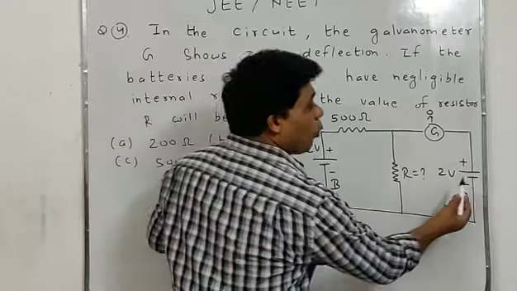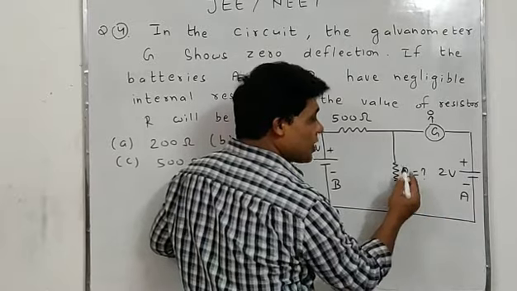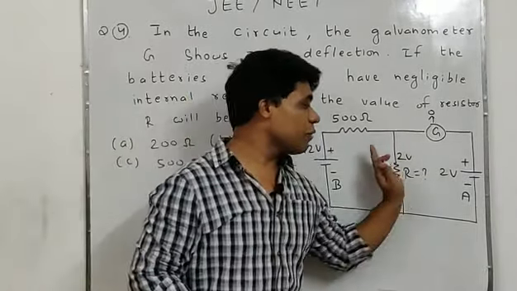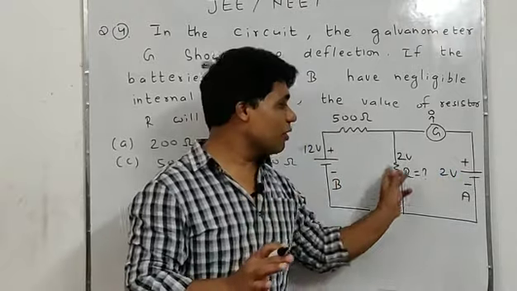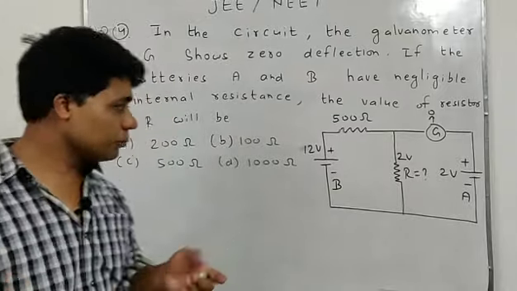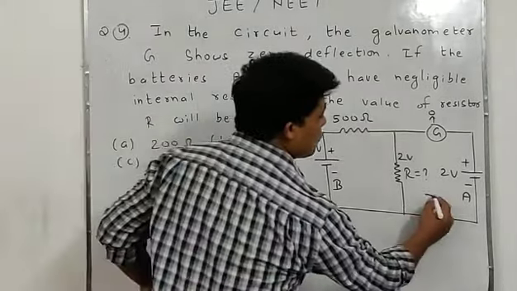It means potential at both the terminals will be the same. If battery A has 2 volt, this R also has 2 volt. Where two terminals have equal potential, in that condition current will not flow in that circuit. That's why the galvanometer is showing zero deflection. That is the keyword. Understood, students? Now I'm going to solve for this first circuit.